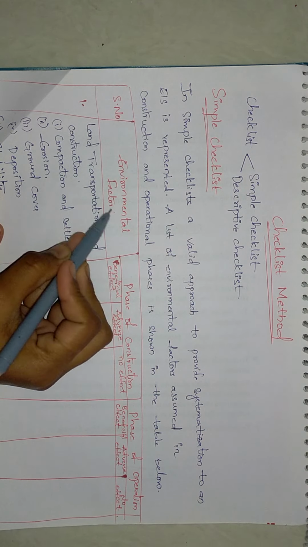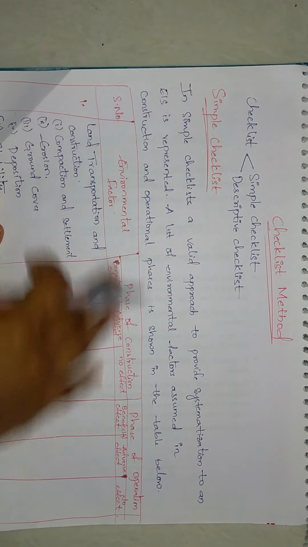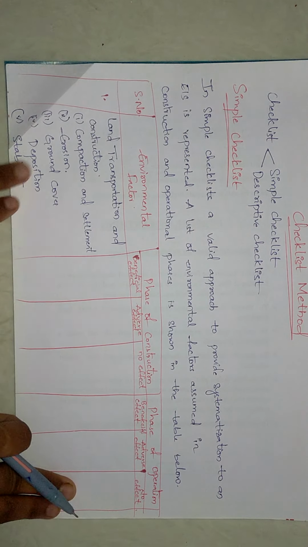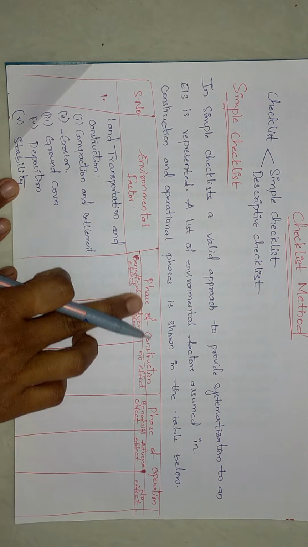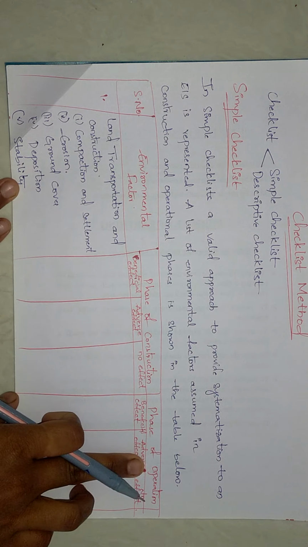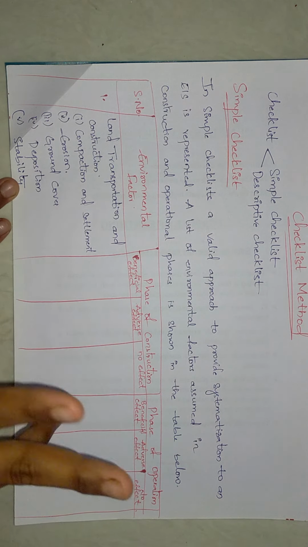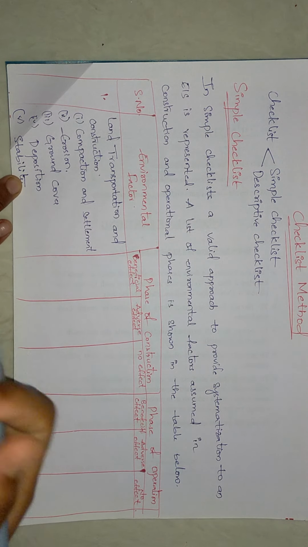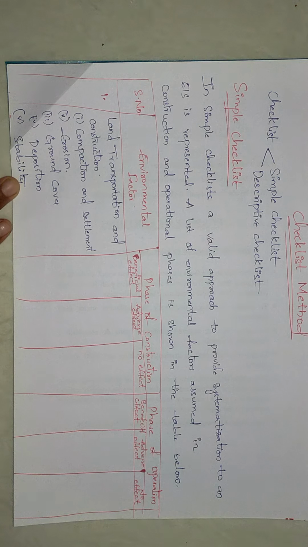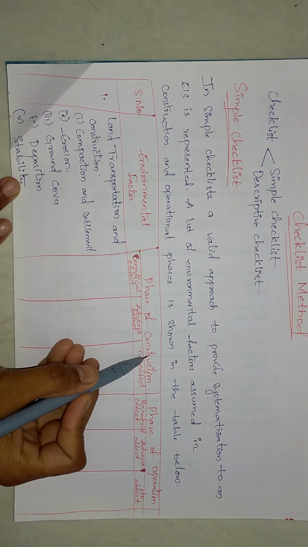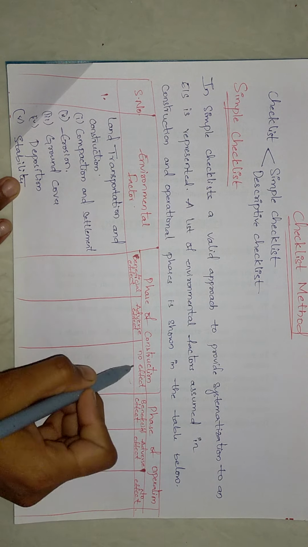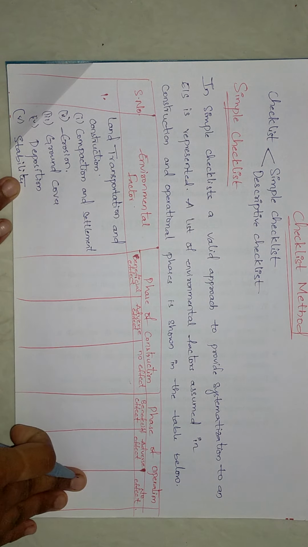So we will have the environmental factors. I have just taken a few environmental factors in the form of a table. Here this is the phase of construction and this is the phase of operation. In two stages they will calculate the efficiency or the impact of a particular environmental factor. In the phase of construction we will have beneficial effect, adverse effect and no effect, and the same three will be in the operation phase as well.